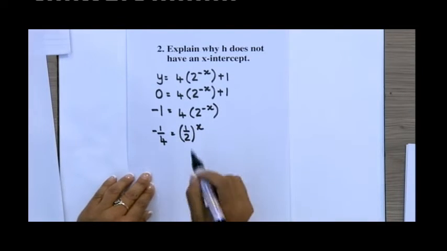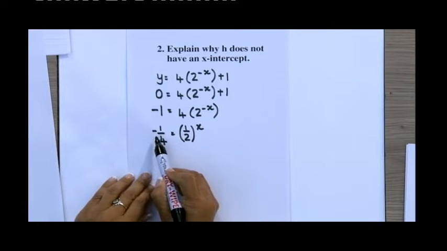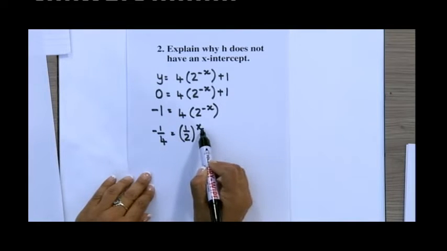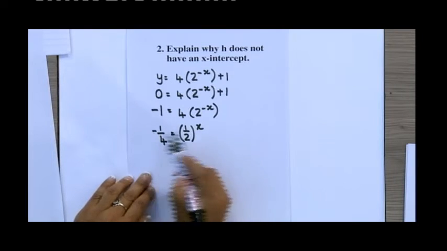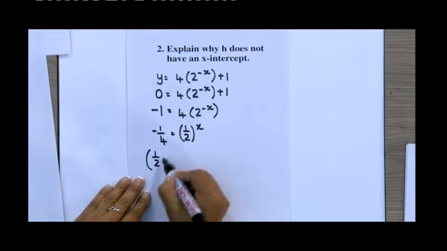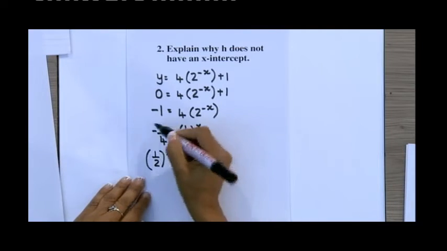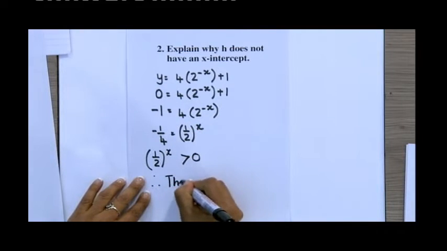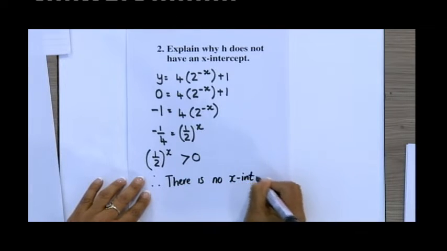Now there is no way that this is ever negative. Does that make sense? A half to the power of x can never be a negative. So now you're going to say this is impossible. Do you understand? This half to the power of x is always positive. It can't be negative. Thus, there is no x-intercept. Is that quite good?